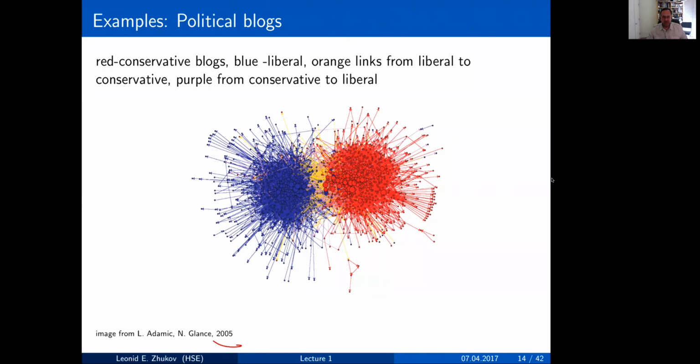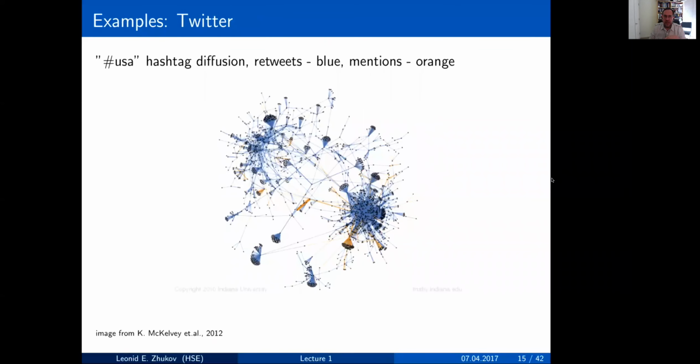So conservatives are red, liberals are blue, and if you notice, the conservative blogs only refer to conservatives, liberals mostly to liberals, right? Democrats to Democrats, conservatives to conservatives. There is some cross-referencing, but very, very little. And there is a property of the network called associative mixing, and that's what we see here. A couple more slides.